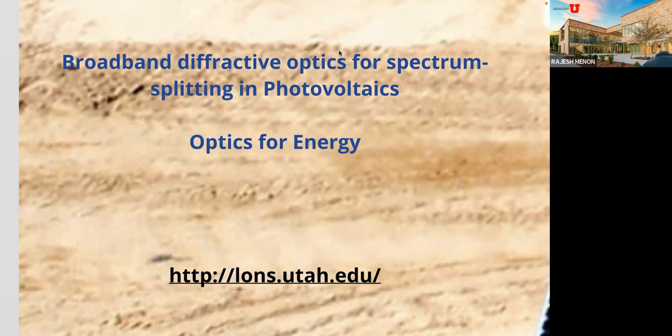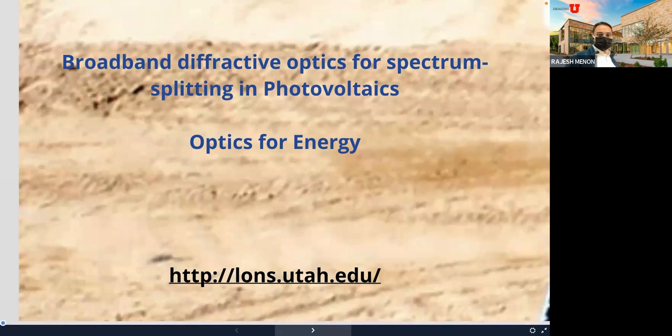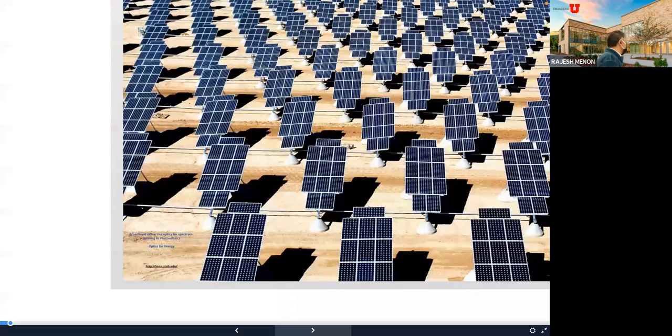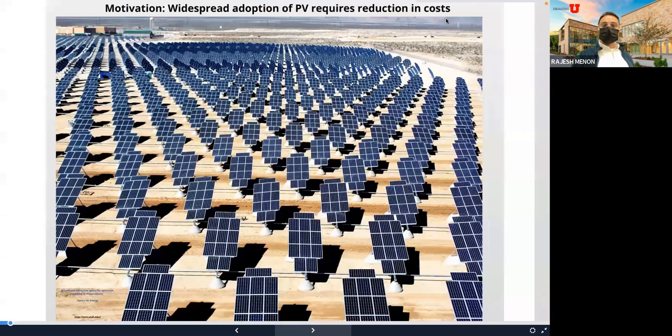So today's lecture is on broadband diffractive optics, so spectrum splitting and photovoltaics. The idea here is an example of some interesting thing you can do with optics in order to improve the efficiency of solar cells. And I'm treating this as an example of an innovation that we worked on in my lab. Now, first of all, let's lay the groundwork of why we're trying to do this.